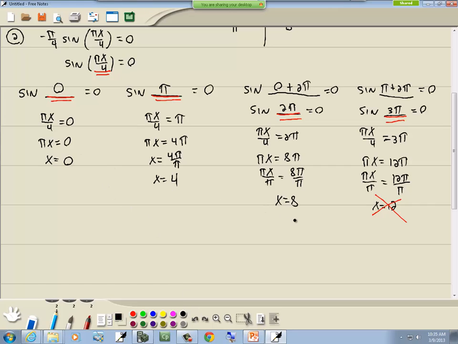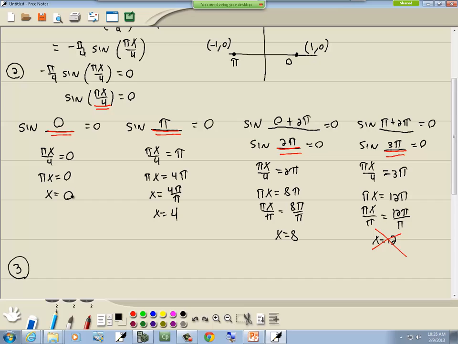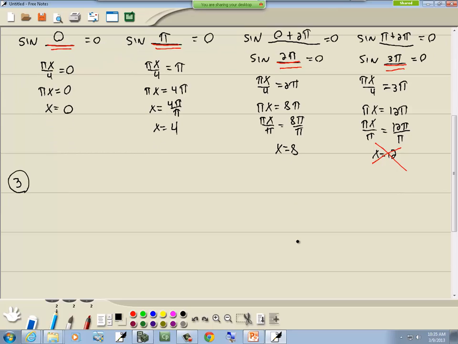So these are our 3 critical values. Now there's a problem with them. If I look back at my original problem, I'm looking from 0 to 8. Well, this critical value and this critical value are my endpoints, aren't they? So I don't even need to worry about those. They get handled with the endpoints. But we're going to plug in 0, plug in 4, and plug in 8 into our original function.